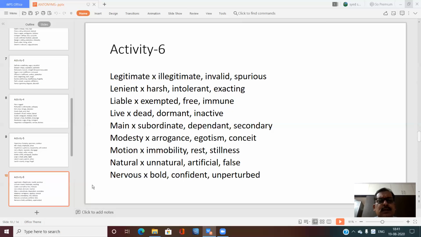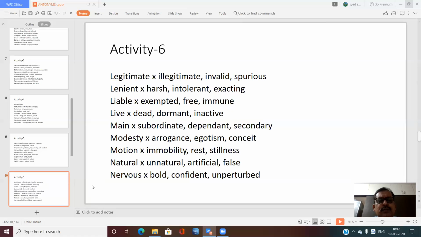Lenient means not strict. Liberal, you can say, not strict. So opposite words: harsh, very strict, intolerant, not entertaining, exacting. Exacting means taking to the task. Liable, exempted. Liability means fixing the responsibility, either for good or bad. Exempted, free, immune.